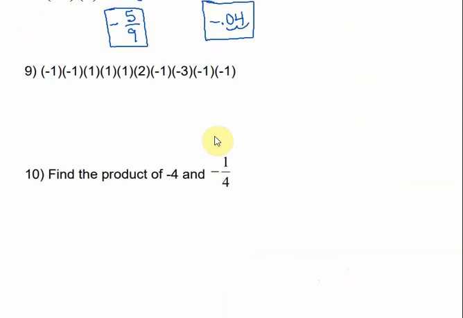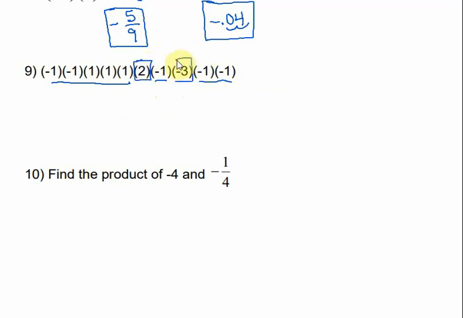Okay, number 9. This looks a little intimidating, but it's really not that big of a deal. We know whenever we multiply ones together, 1 times 1 times 1 times 1 is just 1. Okay, so let's not think about the negatives yet. All of these are 1s, so these 1s are not going to change anything. If I multiply 1 times itself, I get 1. If I multiply 1 times 2, I get 2. So don't worry about the 1s. Let's just worry about the numbers that are not 1s.